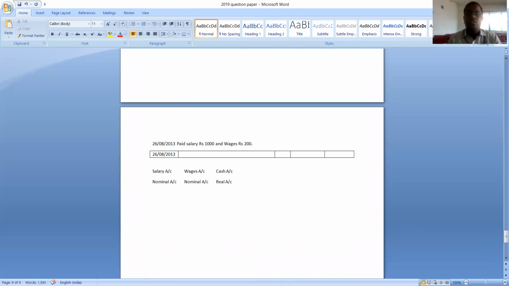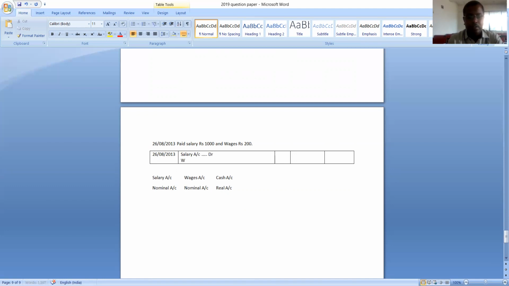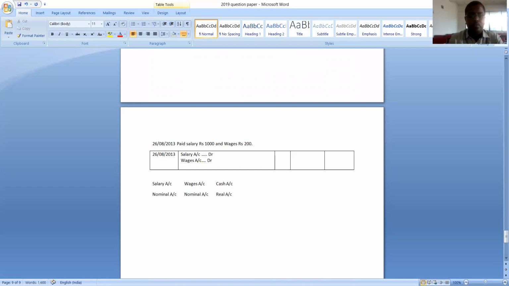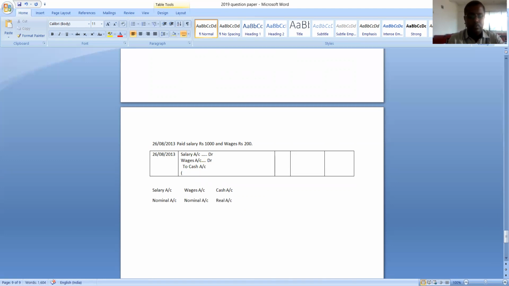Now we should decide which account should be debited and which account should be credited. Since salary and wages are nominal accounts, what is the rule of nominal account? Debit all expenses and losses. Here both are expenses, so both the accounts should be debited. Salary account debit. Wages account debit. To cash account. Why is cash account credited? Here cash is going out of the business.